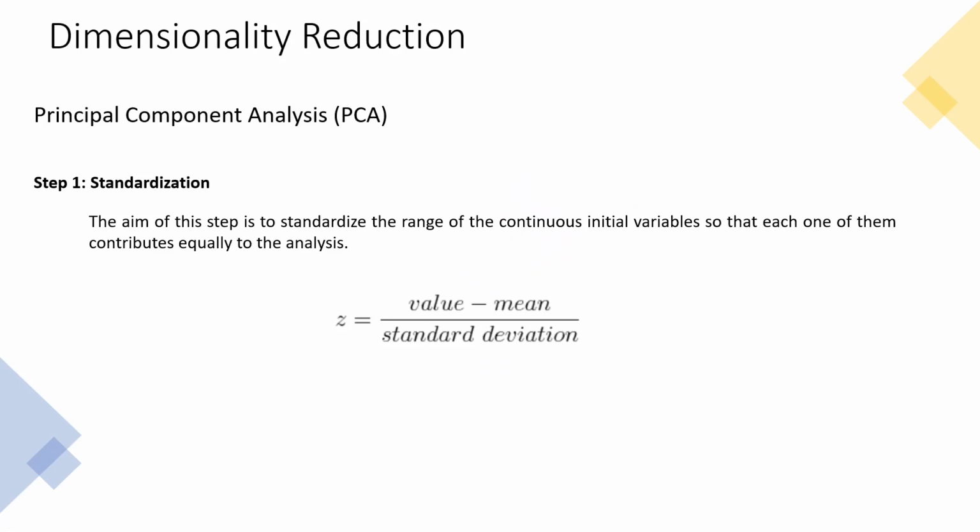So how do you find the principal components anyway? There are very simple steps. In the first step, we standardize the data, and the aim of this step is to standardize the range of the continuous initial variables so that each one of them contributes equally to the analysis. Basically you find the mean value and the standard deviation, and you subtract the mean from the initial value, and you divide it by the standard deviation.